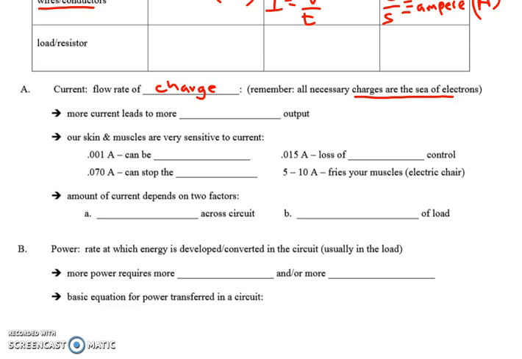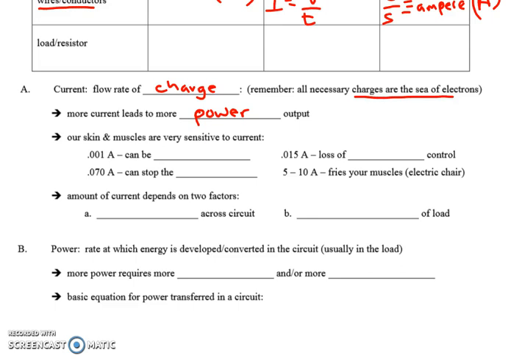And so if you've got more current, you're going to deliver energy at a greater rate to the load. So more current leads to more power output or energy output. Okay, so that should be pretty straightforward. If I think of charges like little trucks carrying energy from one place to another, the more trucks that I have moving by, the more power I can deliver. The question is, how do you get more current? Well, we'll address that at another time.